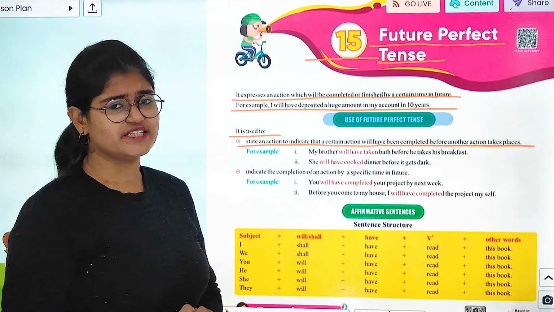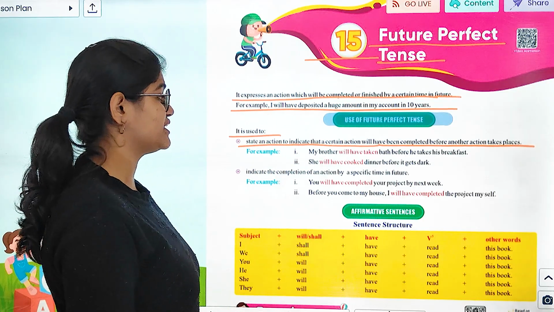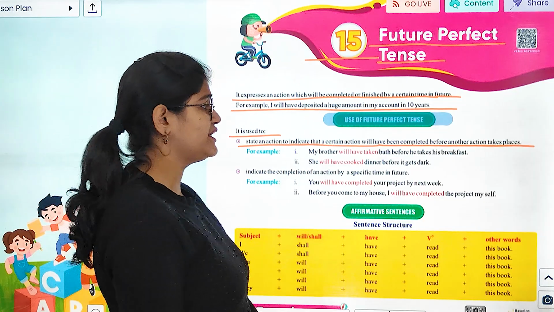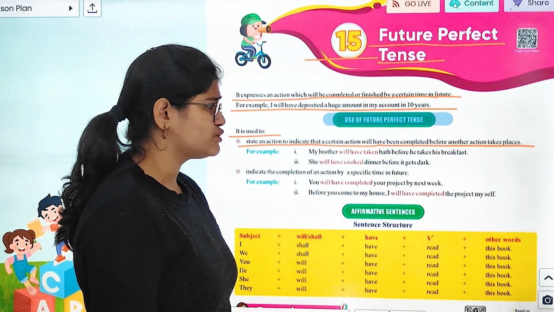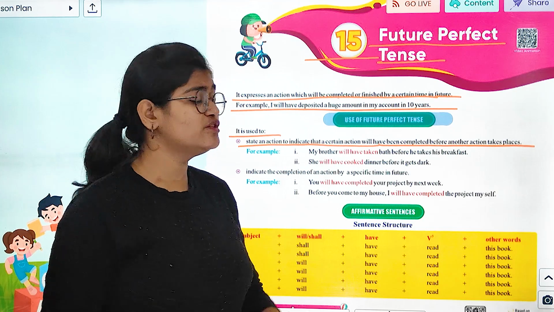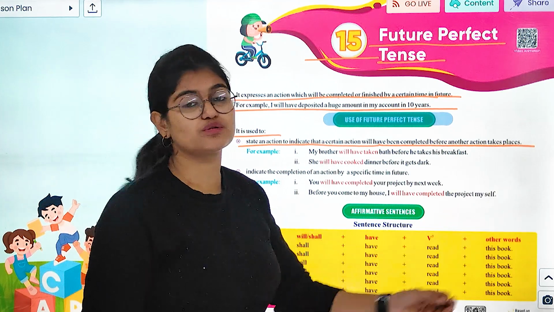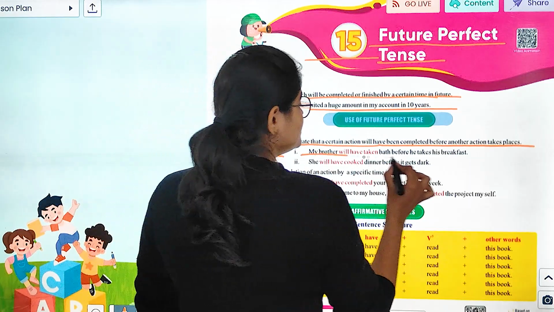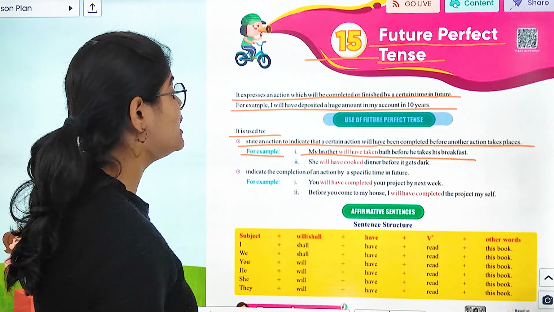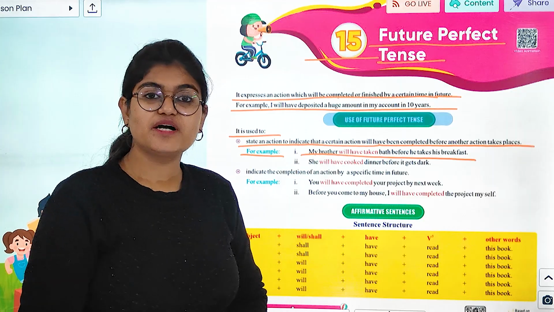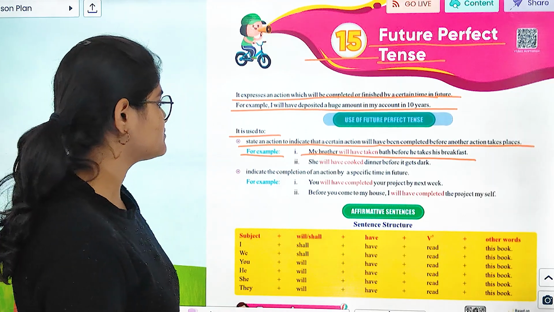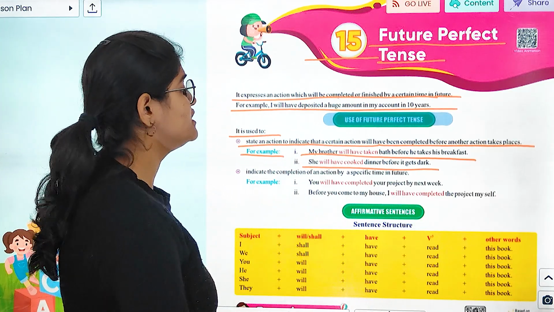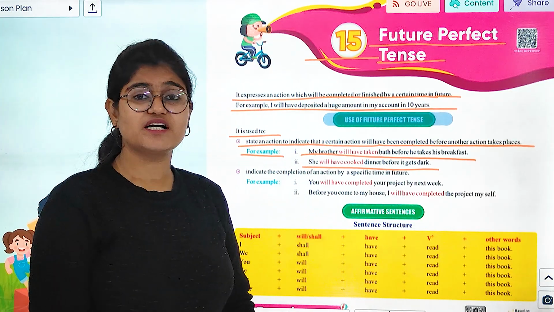तो ये यूज़ किया जाता है एक ऐसे एक्शन को स्टेट करने के लिए जो इंडिकेट करे एक ऐसा सर्टेन एक्शन, राइट, जो कि कंप्लीट हो चुका है और उससे पहले ही दूसरा एक्शन जो है वो शुरू हो गया था, राइट? एग्जाम्पल, my brother will have taken bath before he takes his breakfast, right? Next, she will have cooked dinner before it gets dark.